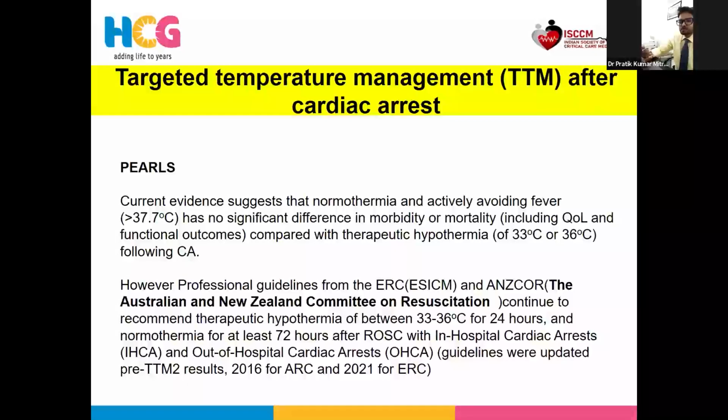Regarding targeted temperature management, I will give a few points about TTM. The current evidence is that normothermia and actively avoiding fever above 37.7 degrees centigrade has no significant difference in morbidity and mortality compared to therapeutic hypothermia maintaining the body core temperature at 33 or 36. However, some agencies like ESICM and the Australian and New Zealand Committee on Resuscitation continue to recommend therapeutic hypothermia between 33 to 36 degrees centigrade for 24 hours for in-hospital cardiac arrest.